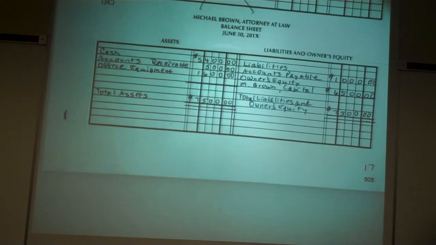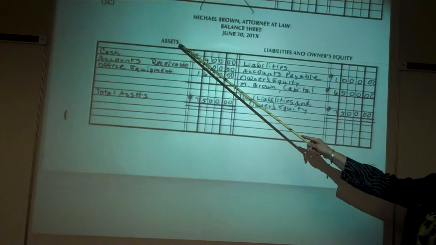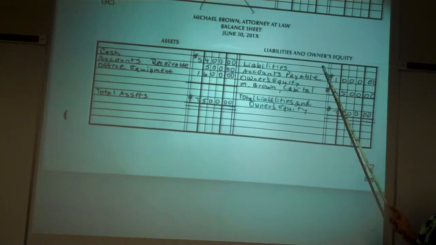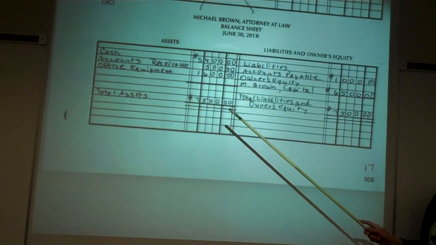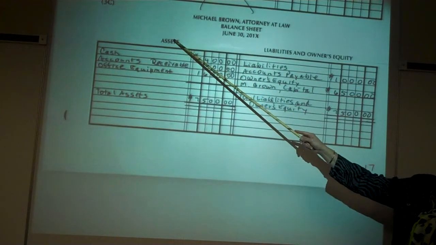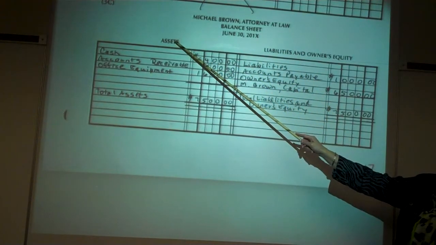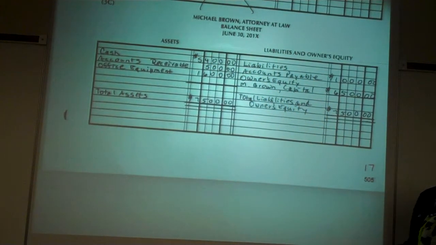Now this one has some headings. Do your workbook pages already have the assets and the liabilities and the owner's equity written in? Yes. Okay, but on your test you have to write those in. Those are our headings for each side of the balance sheet. So we have assets. You might just circle those so you know you have to add those. The left side is going to be the assets, the right side the liabilities and the owner's equity.